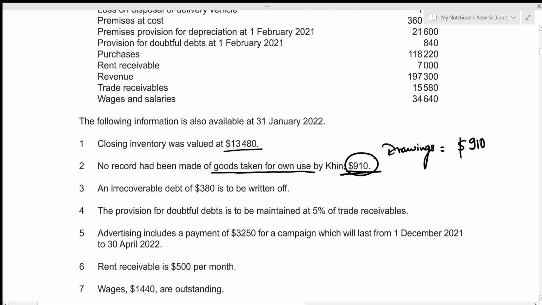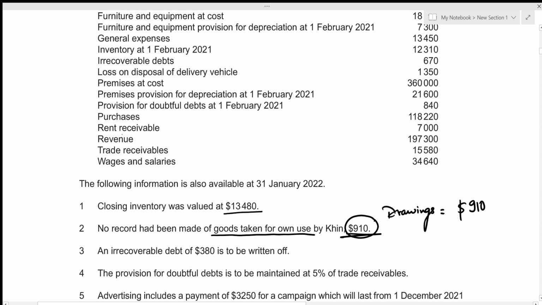So let's have a look. We have our purchases right here and this amounted to 118,220. So now we just need to reduce our drawings of 910. So that's minus 910. This results in our purchases value to be 118,220 minus 910, which results in the value of 117,310.